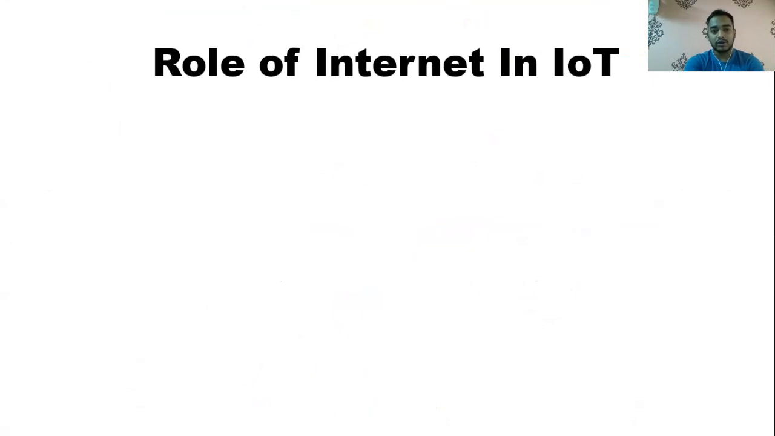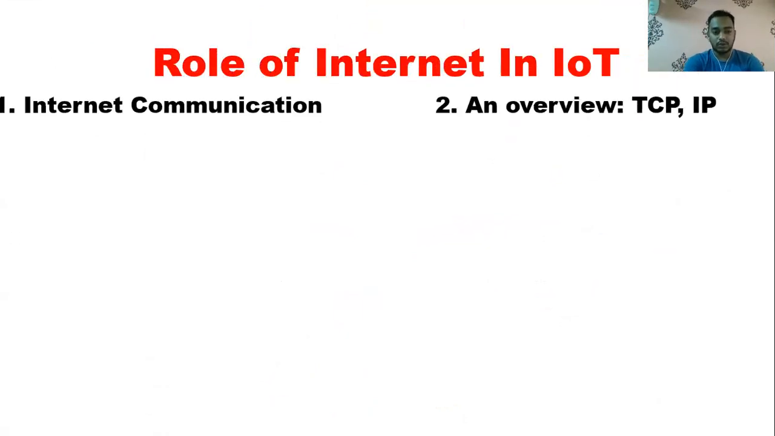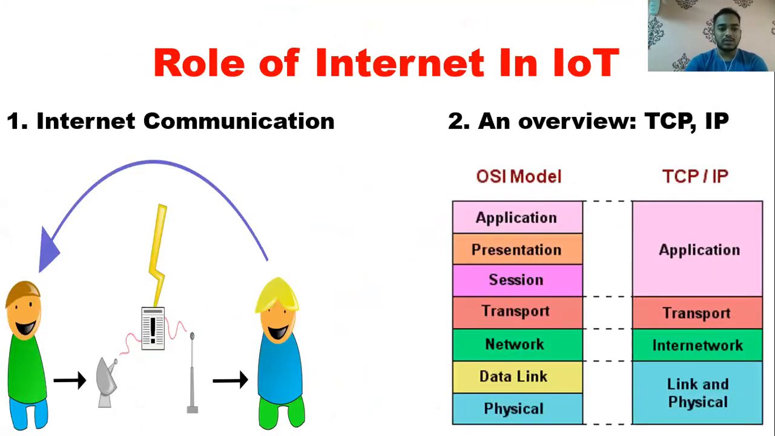The next point is the role of the internet in IoT. The first point is about internet communication. So what is internet communication? First we want to know what the internet is. The internet is a global network which provides a huge amount of information. It also provides very good communication facilities, and that communication is done using protocols. The internet consists of smaller domestic, academic as well as governmental groups that work together and provide a huge amount of information. That is the internet.